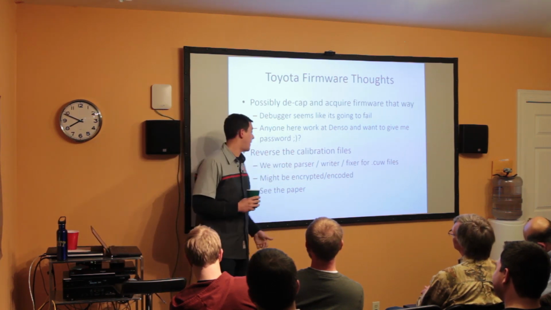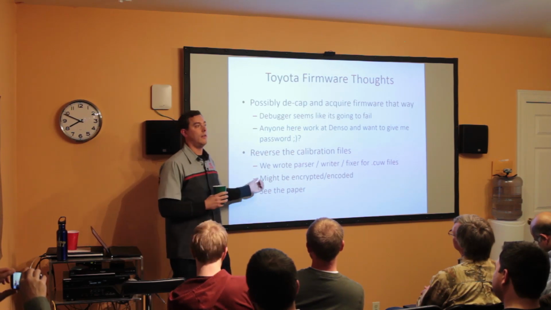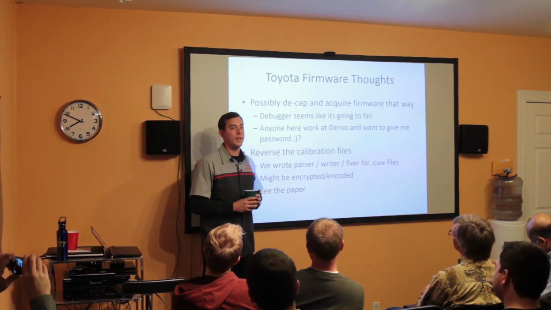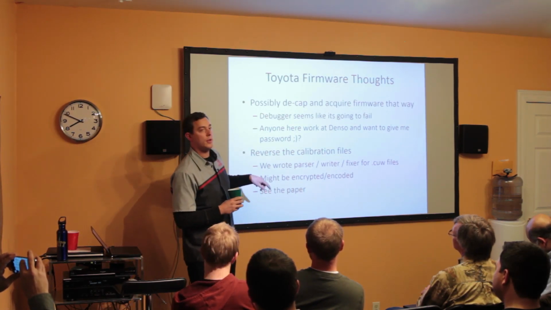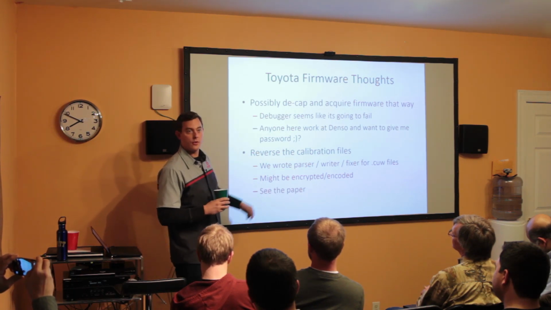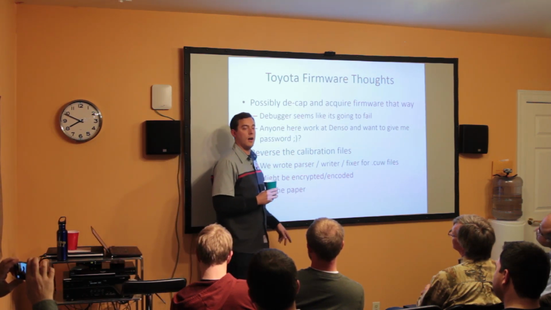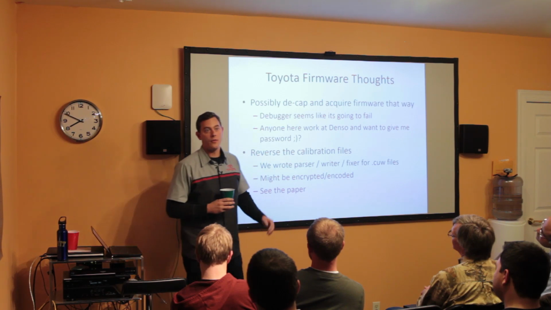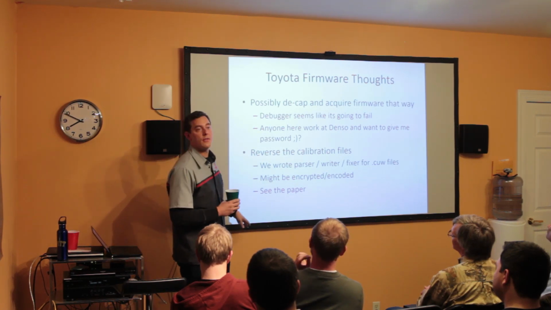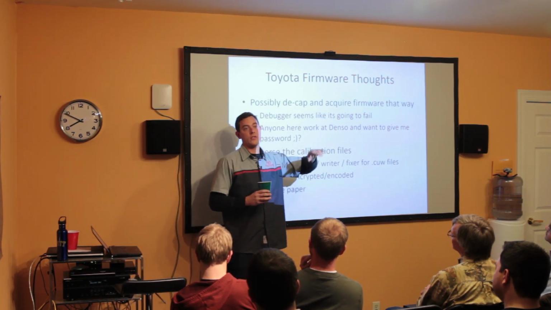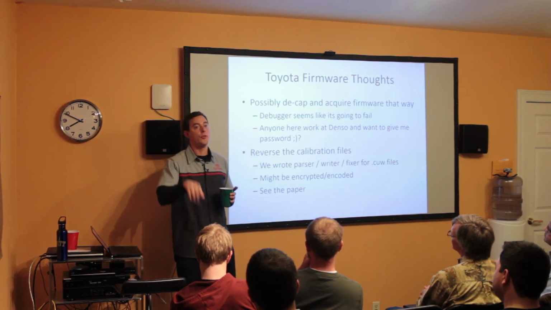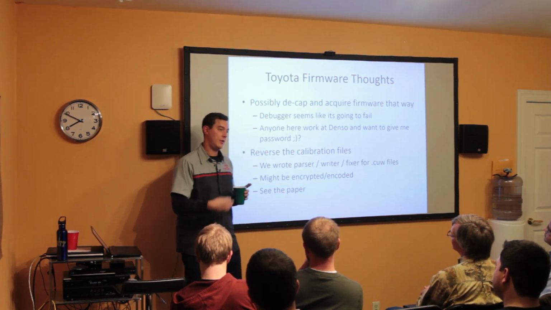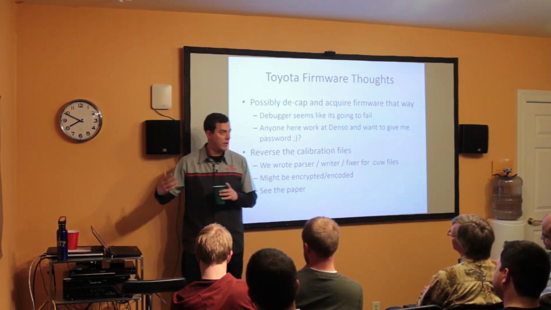Reverse calibration files, I talked about that. Very viable. They're unencrypted. I also have a thing called CUW. That's the calibration update wizard for Toyota. CUW_fixer.py shows you how to do the whole format of the calibration updates, rip them apart, fix them, fix the checksum. So you can actually just alter those files and use the Toyota tool to update your custom firmware that you want to write.